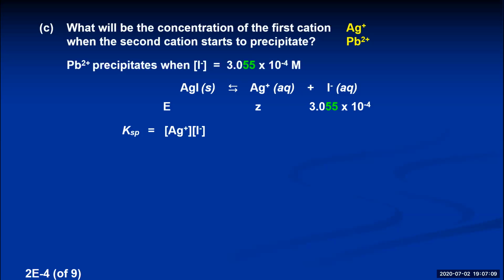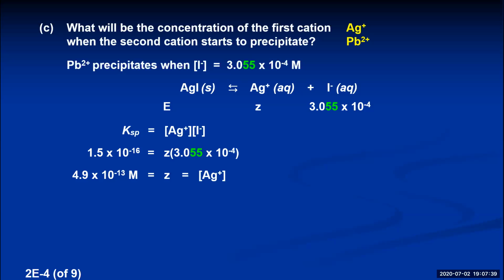Here's the relationship between the silver ions and the iodide ions. The KSP for silver iodide was 1.5 times 10 to the minus 16th. So that's going to equal whatever the silver ion concentration is multiplied by the iodide concentration at the point that the lead-2 ions were precipitating. You solve for this, that comes out 4.9 times 10 to the minus 13th molar. So when the lead-2 ions start to precipitate, the silver ion concentration gets reduced down to 4.9 times 10 to the minus 13th molar.